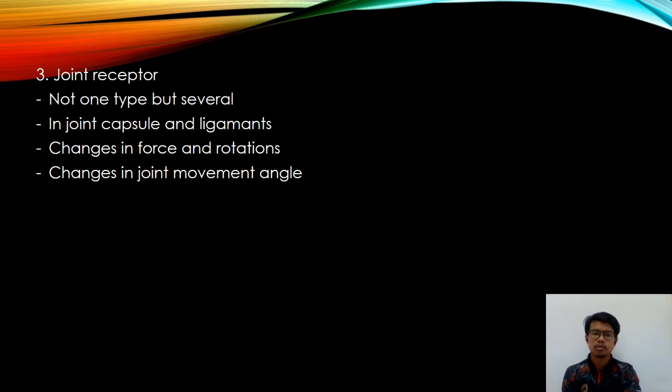The third one is joint receptor, a collection of various types of proprioceptor located in the joint capsule and ligament, which respond to change in the force and rotation applied to the joint and detect change in the joint movement at extremes of the movement and position.